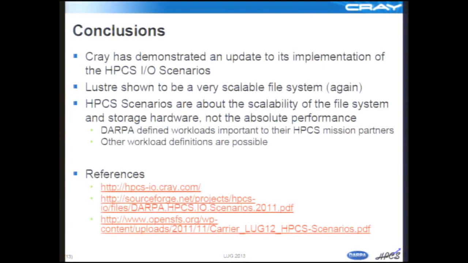References there: the first one is to our SourceForge website. The second one is to the actual scenarios document that Henry Newman wrote for DARPA a couple years ago. And the third one is the link to my talk last year where I introduced the scenarios and our tests.